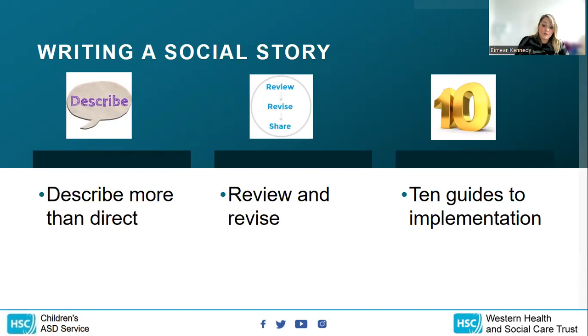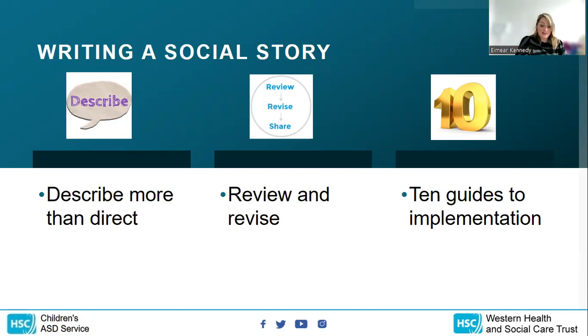Criteria 9, review and revise. Reviewing the story regularly allows you to make changes in order to keep it relevant and can make sure that it's still effective for the child or young person. And criteria 10, and she's added 10 other points here, is her 10 guides to implementation.